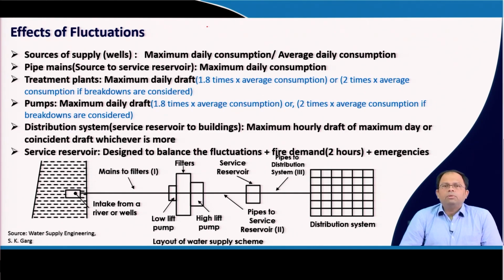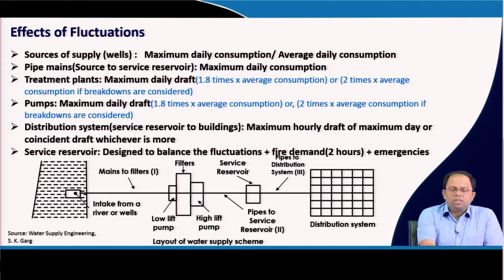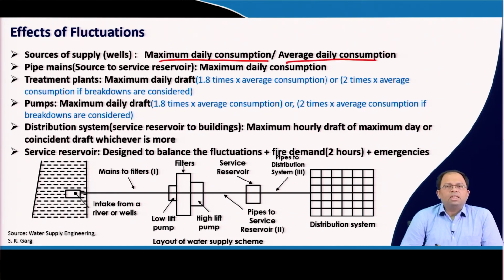So, let us look into what is the actual effect of fluctuation on the different parts of the water supply infrastructure or equipment. For example, for the supply wells, that is sources of water, if you are drawing groundwater for an urban area, the maximum daily consumption or average daily consumption is considered. So, when we design our wells, it would be based on maximum daily consumption.